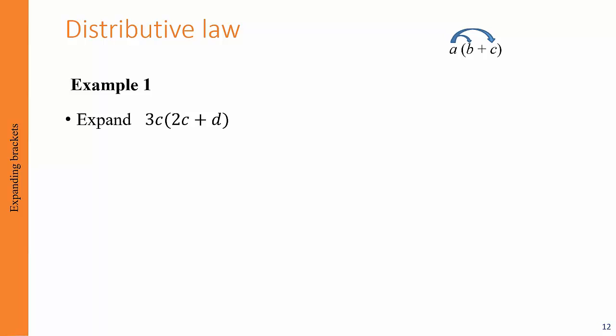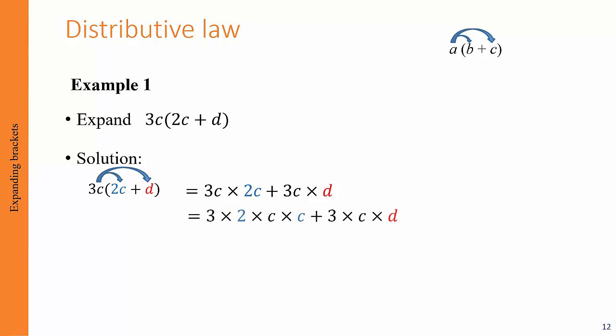In this example, we are asked to expand that expression. We'll use the distributive law to expand that. That means that the 3c has to be multiplied by the 2c firstly, and to that we will add the 3c times the d. Now 3c really means 3 times c, to which we multiply 2 times c, and then we add the 3 times the c times the d. Not forgetting that we do the multiplication first.